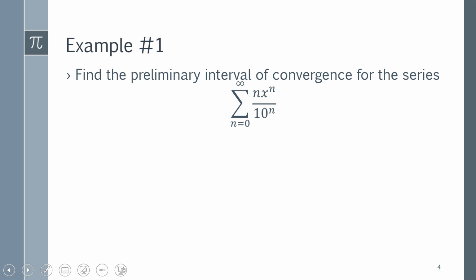So I want to find the preliminary interval of convergence for the series where we're summing n goes from 0 to infinity of n times x to the n over 10 to the n. So I'm going to be doing the limit as n goes to infinity of the absolute value of the n plus first term. So I'm going to have n plus 1 times x to the n plus 1 over 10 to the n plus 1, compared to the nth term, which is just the general term the way it's written.